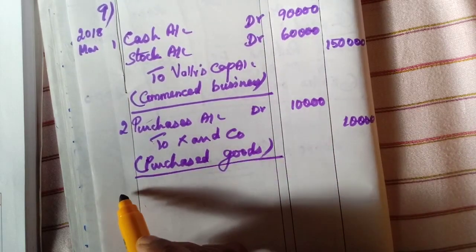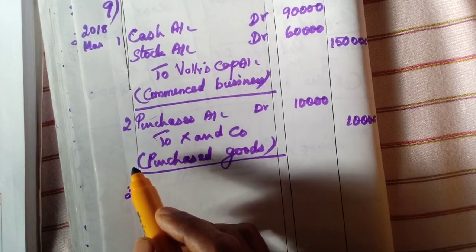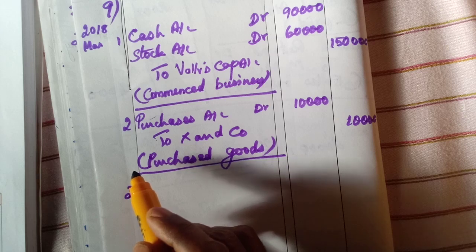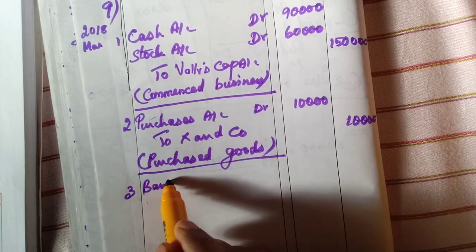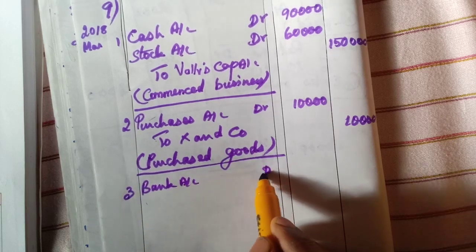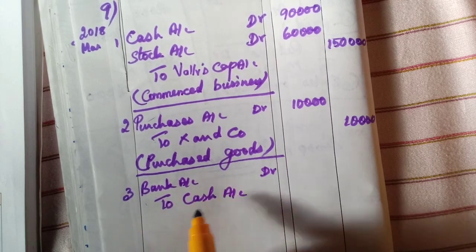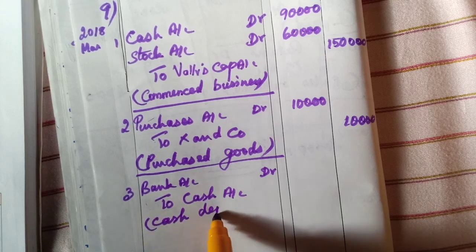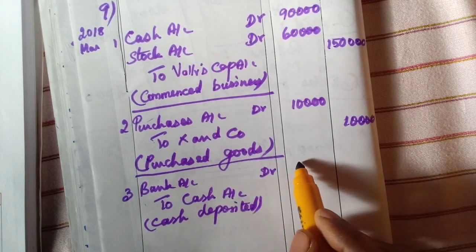Okay, draw a line. Then 3, cash deposited into bank through cash deposit machine. So we are depositing cash into the bank, isn't it? So the bank is receiving, so bank should be debited. Bank account debit. And what is going out? Cash. Cash account. Right? Narration: cash deposited. 30,000.